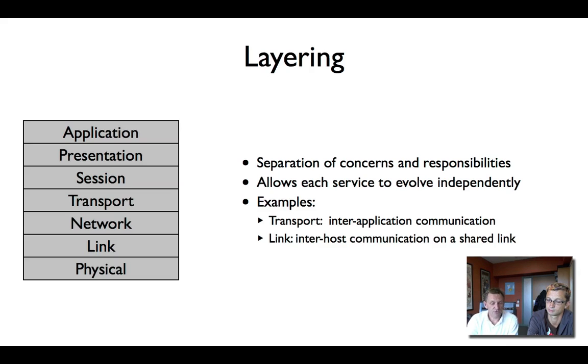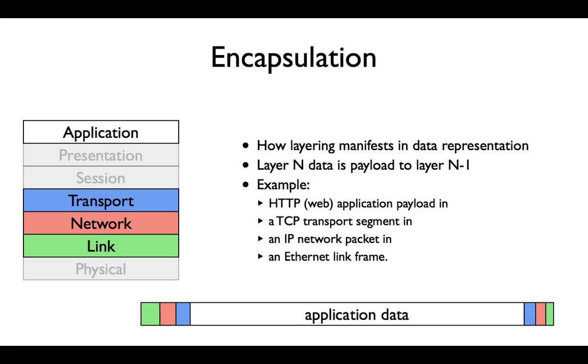Examples that we've seen are the transport layer, allowing inter-application communication reliably in sequence. Any missing data is retransmitted. The link layer handles inter-host communication on a shared link, the communication between an end host and the router, or between successive pairs of routers.